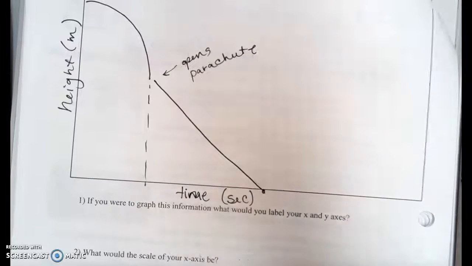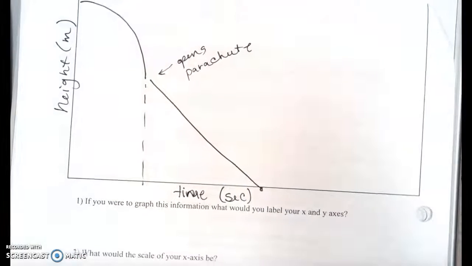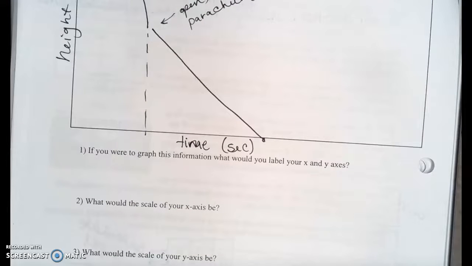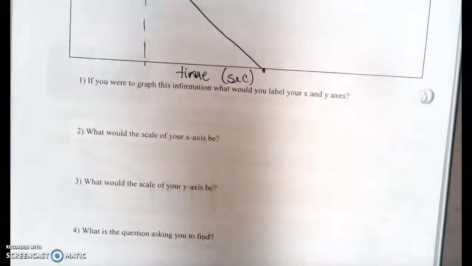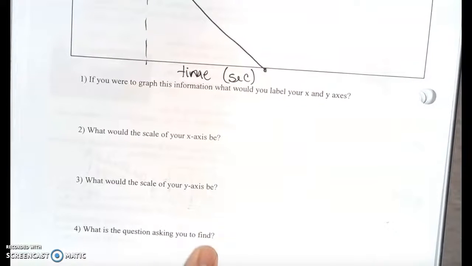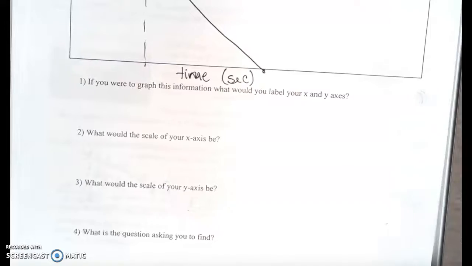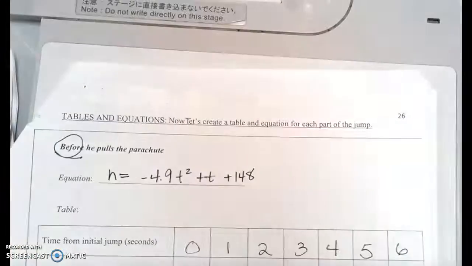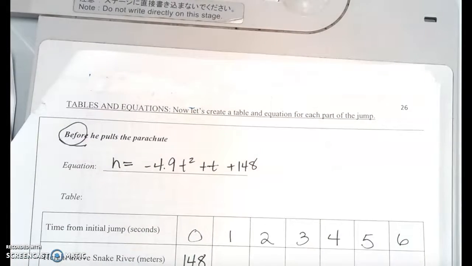So you guys in your team are going to label this even a little better using the information from the previous page. They want to know, one, if you were to graph this information, how would you label the x and y axis? Well, it's sort of done for you. And what would the scale of your x-axis be? What would the scale of your y-axis be? And what is the question asking you to find? Okay. Flip over to page 26. And what did we say we were getting through? 27. Okay.